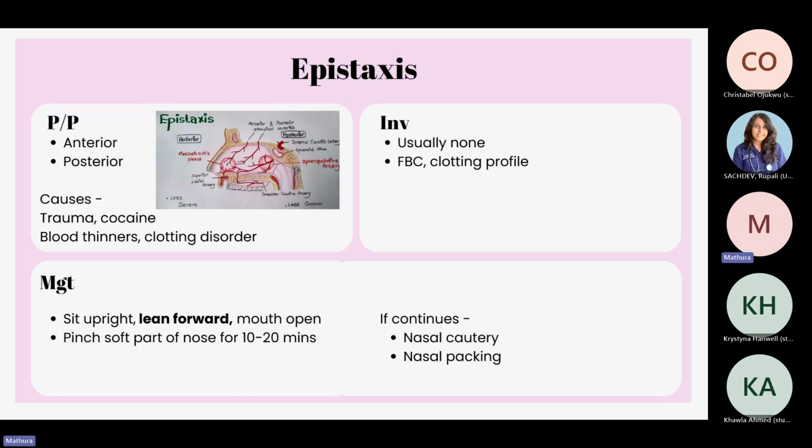In terms of management, usually some conservative management is good enough. So asking them to lean forward so that you reduce the risk of them aspirating the blood, opening the mouth. But if you can see the source of bleeding when you're having a look in the nose, you could do silver nitrate cautery or heat cauterization just to plug the bleeding. But if you can't see the area, you could do some anterior nasal packing, which essentially just stops the flow and hopefully helps those blood vessels clot.